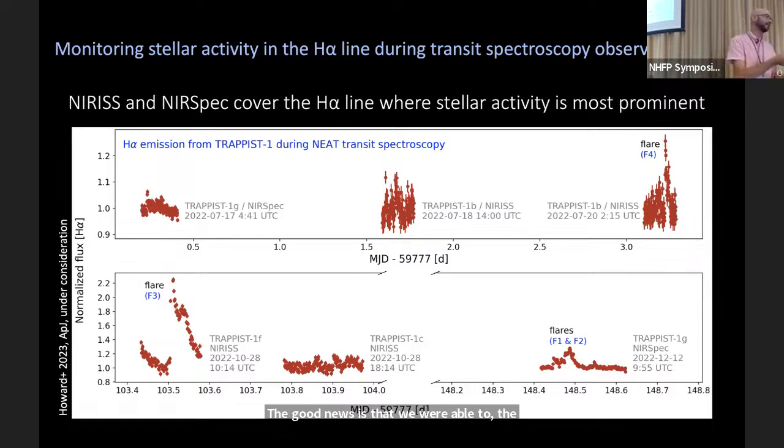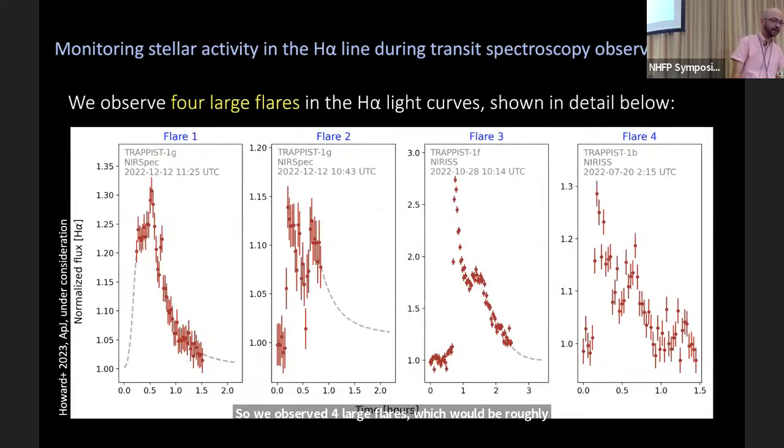It extends all the way down to 0.6 microns. So I was able to extract the H-alpha time series across all of our observations to identify when large flares might occur so that we could better understand their spectra across the near IR. So we observed 4 large flares, which would be roughly equivalent to X-class flares from the sun during this window. And I'll highlight those here. Again, you can see that fast rise exponential decay profile, and some of these are complex events.